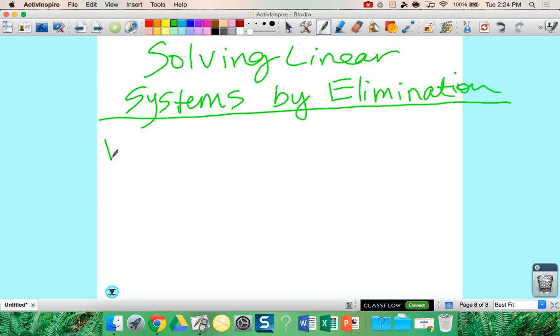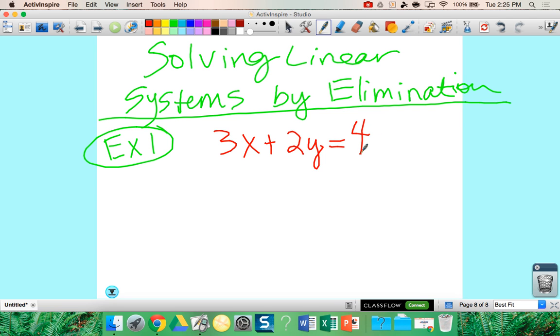All right, so this first example, if you will just watch and listen, and then you can copy down the work. Okay, so the system of linear equations is still going to be set up like all of the other ones you've done. The only thing that has changed when we talk about systems is the method that we're using to solve it.